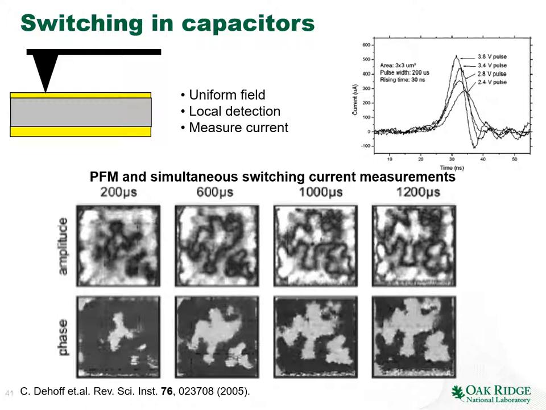And these are just a few examples by the Gruverman group, when they explored PFM and simultaneous switching current measurements in capacitors. Basically you apply bias pulses to the top electrode and you can observe how the domain patterns evolve with time or with the length of the bias.